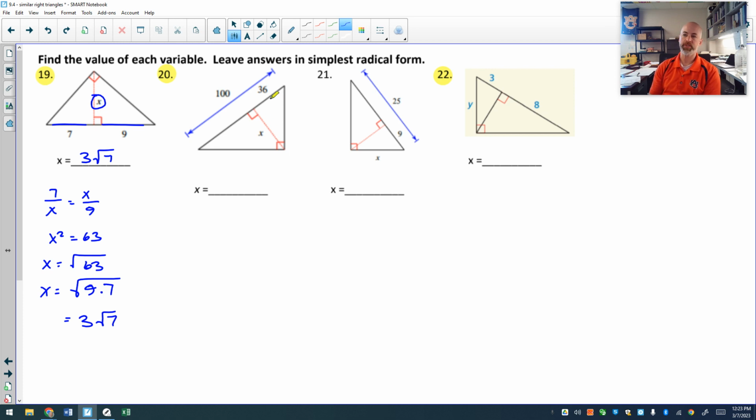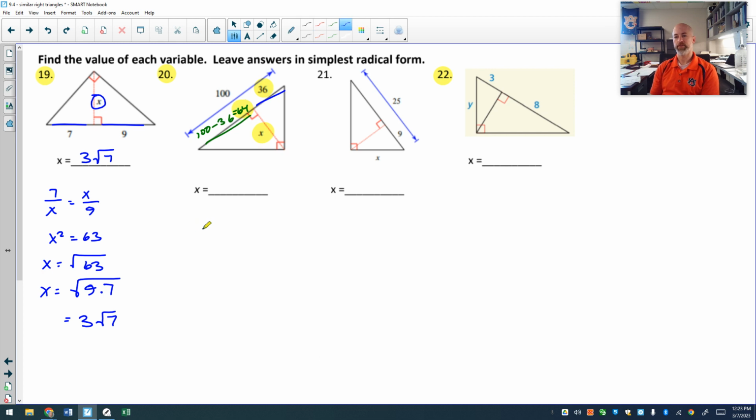Number 20, we once again are looking at that same altitude. We're looking for the altitude, which is the geometric mean of the pieces of the hypotenuse it creates. I have one of them. We need to find this other one right here. If the whole hypotenuse is 100, then this piece of the hypotenuse is going to be 100 minus the 36 on the other side. That is 64. So we will now do the geometric mean with x and 36 and 64.